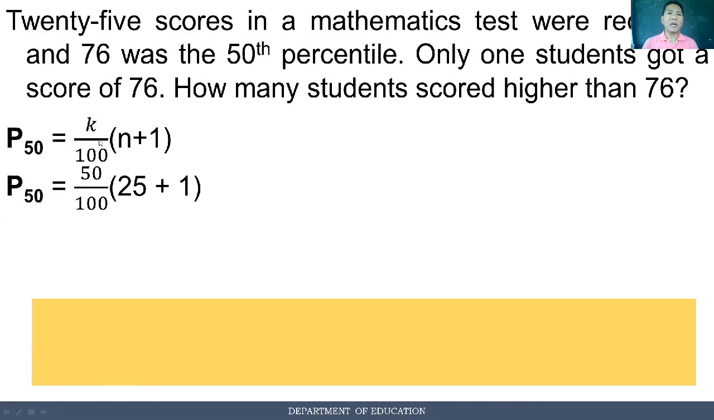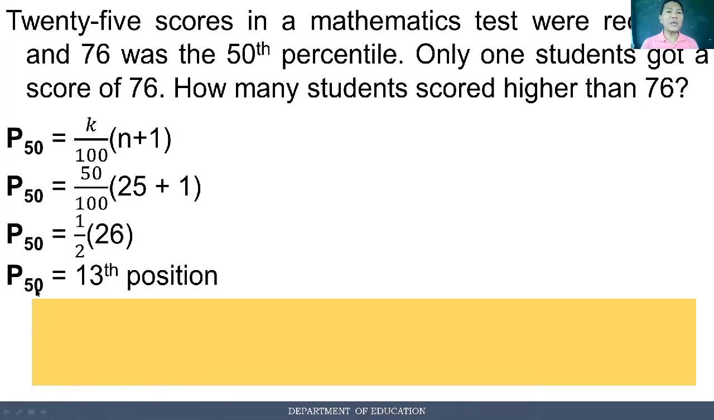Substituting further, we will have k is 50. So 50 over 100 times n is 25, plus 1. Simplifying further, 50 over 100 will become 1/2, and 25 plus 1 is 26. So that is 1/2 times 26, and 1/2 of 26 is 13. Therefore, the 50th percentile is located at the 13th position.